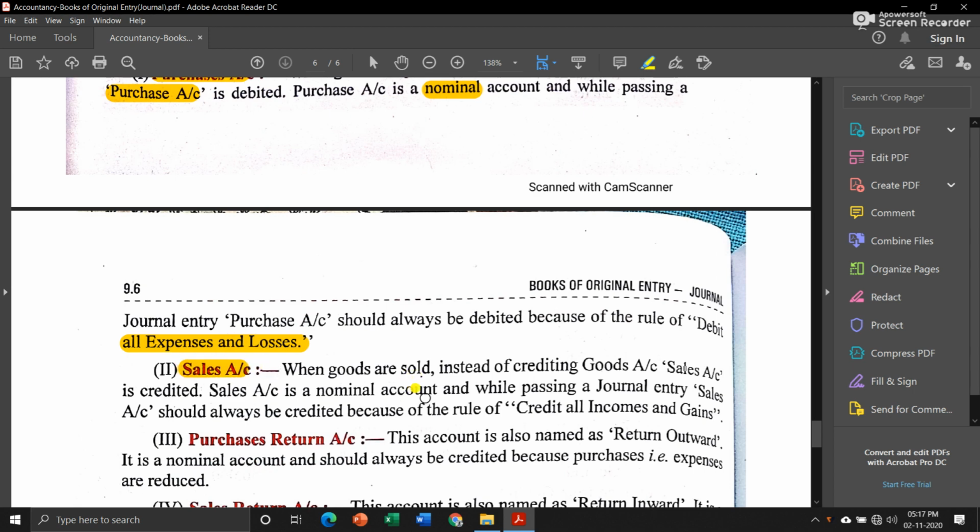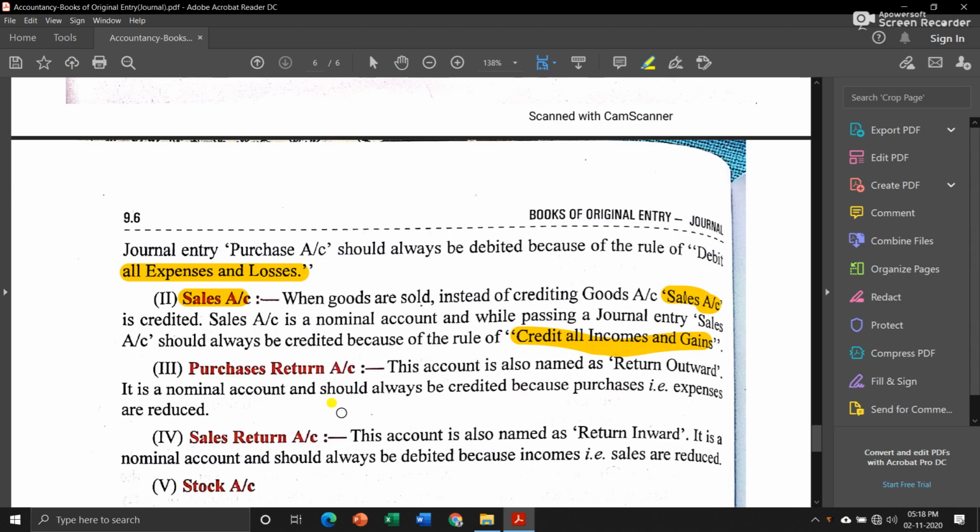While selling goods, it is our income, and according to the nominal accounts rule, credit all incomes and gains. And instead of writing goods account, we write sales account. When we purchase goods, purchases account is involved and it is always debited. While selling goods, sales account is involved and it is always credited.